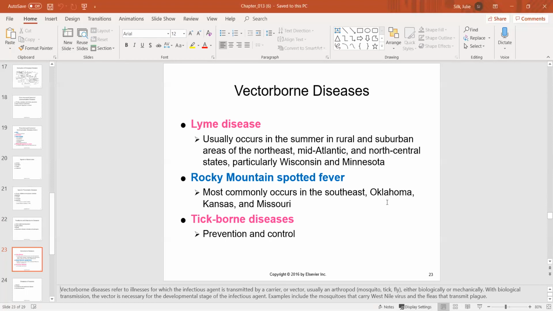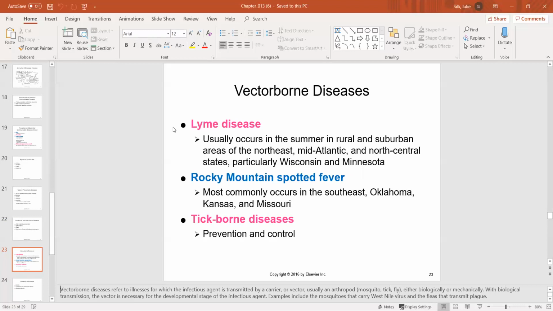So on this slide, it talks about Lyme disease, Rocky Mountain spotted fever, and tick-borne things. So Lyme disease is pretty crazy. People can get that super easily, just by getting a tick on them from being outside. And it's really hard to diagnose. A lot of people don't realize that that's what's wrong with them because their symptoms are really vague. Usually this occurs in the summer in certain areas. It's only in certain areas that it's more common. And then the Rocky Mountain spotted fever, this occurs in the southeast, in Oklahoma, Kansas, and Missouri.